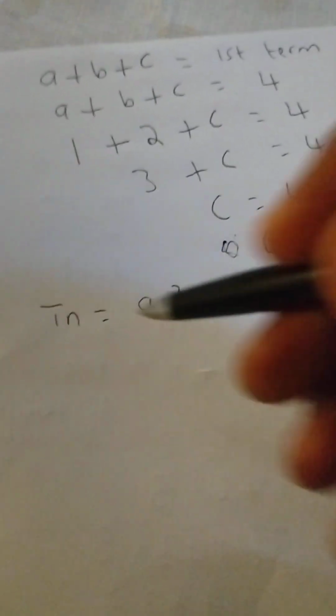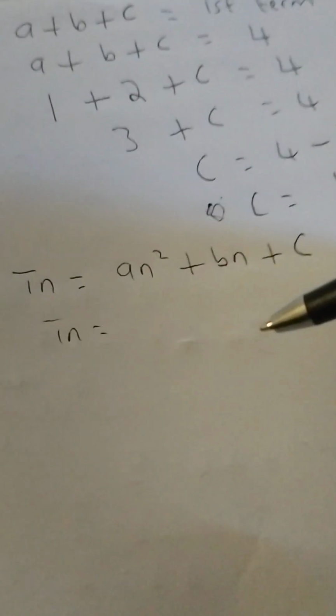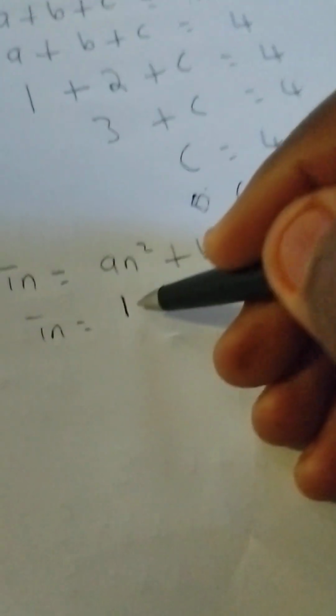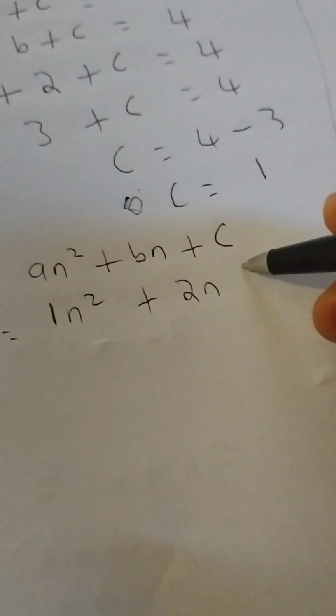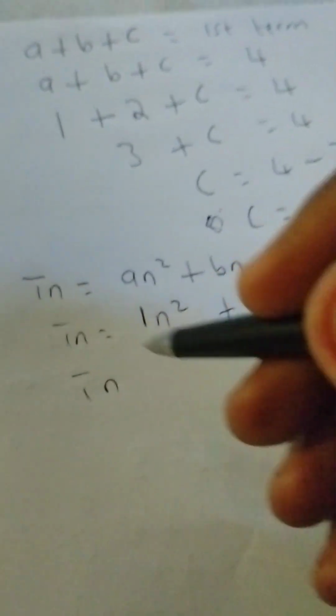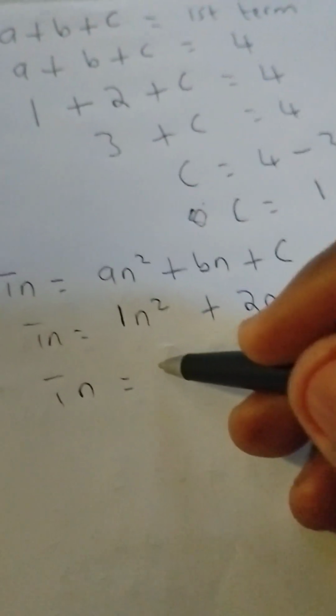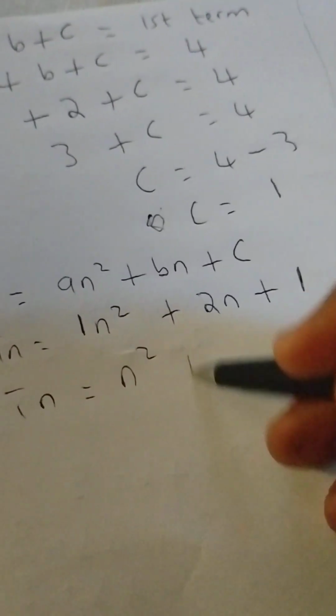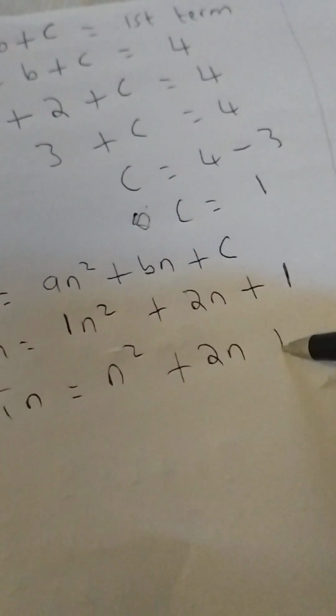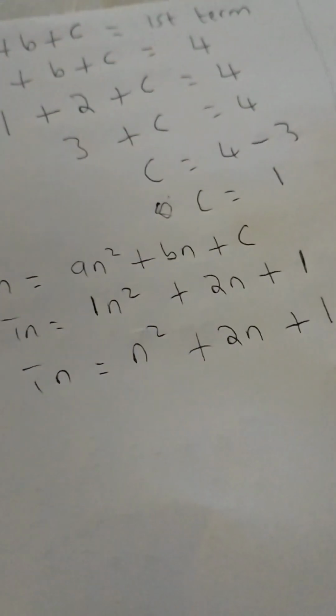So now we need to put each value where it corresponds. A, we know it's 1, so I'm going to put my 1 there. So it will be 1n squared plus, what is our B? Our B, we know it's 2, just 2n. Then what is our C? It's 1. We know mathematically, any number times 1 will always be equal to that number. So 1 times n squared will be n squared, plus 2n plus 1. So we'll expect our Tn to be n squared plus 2n plus 1.